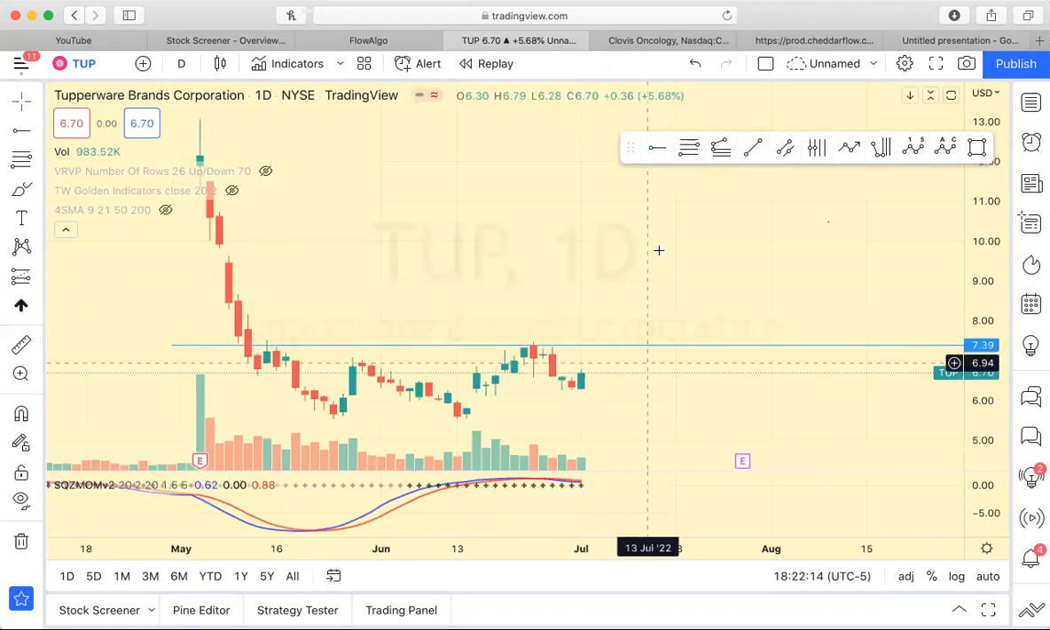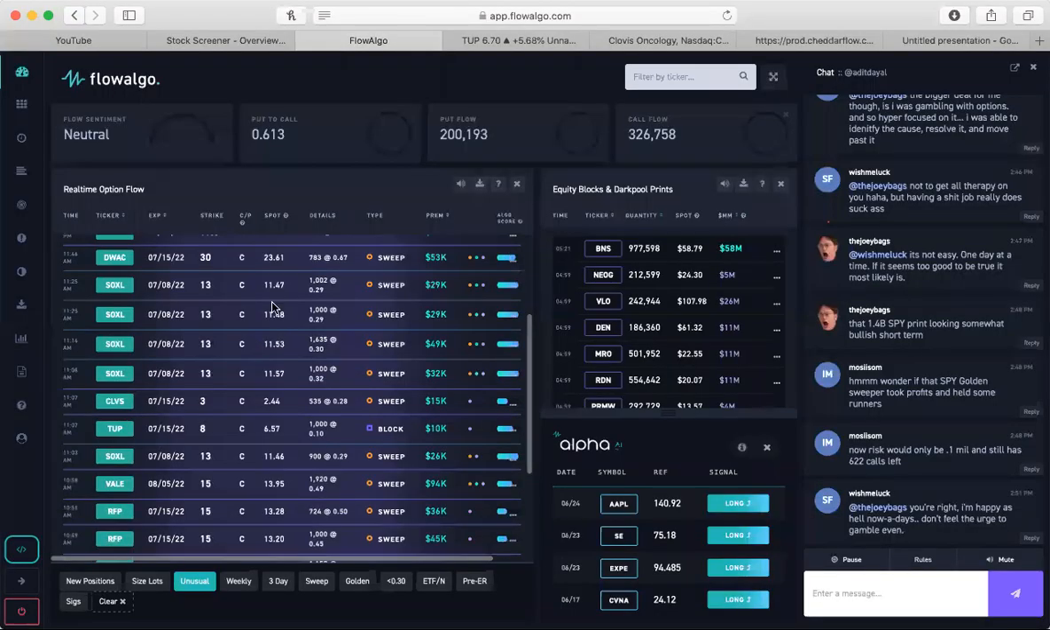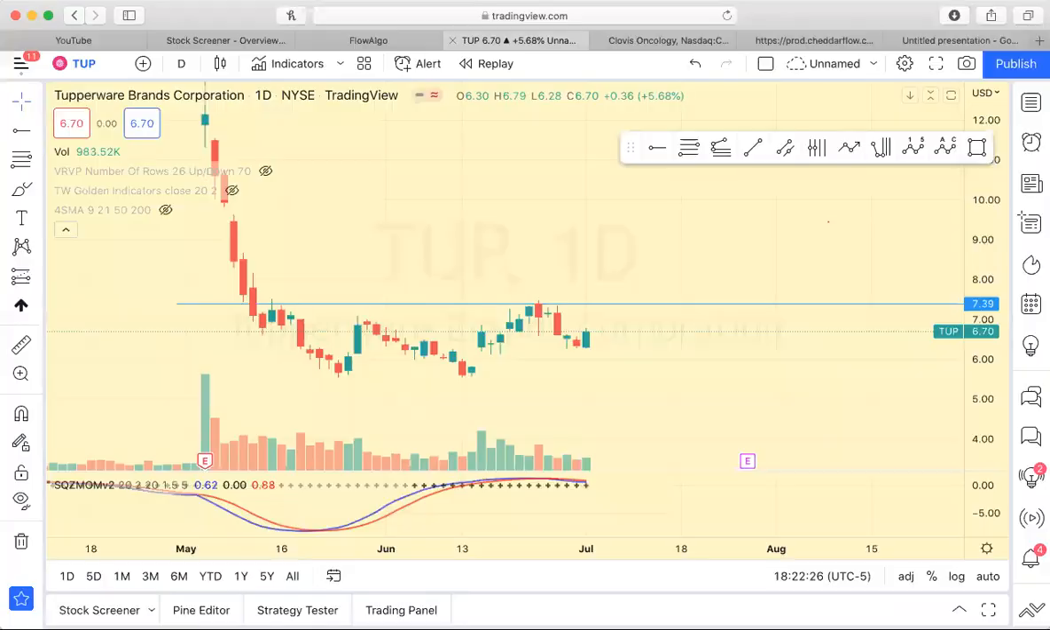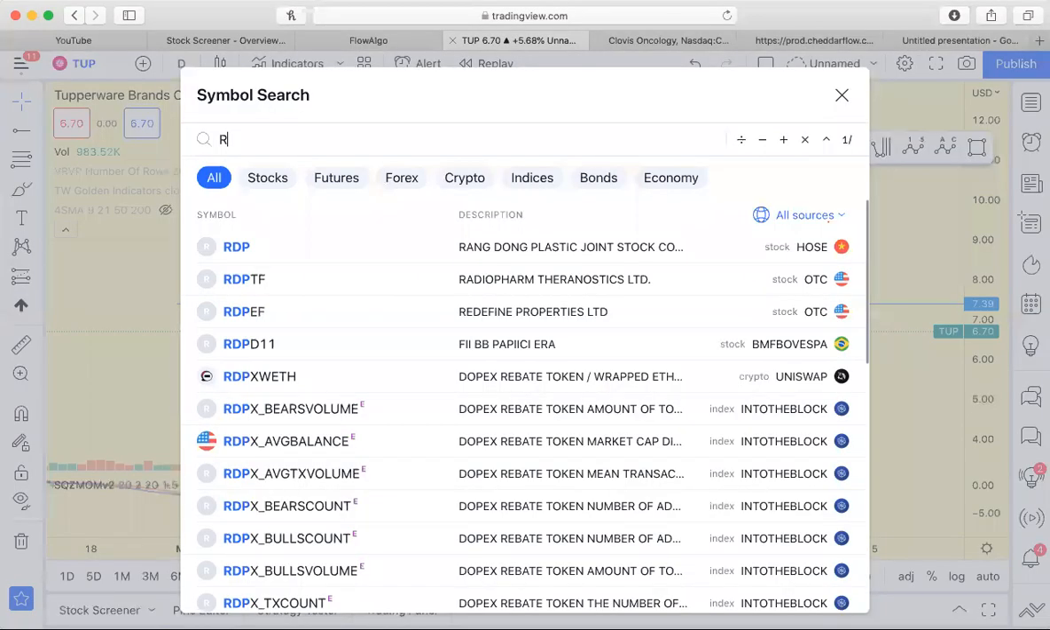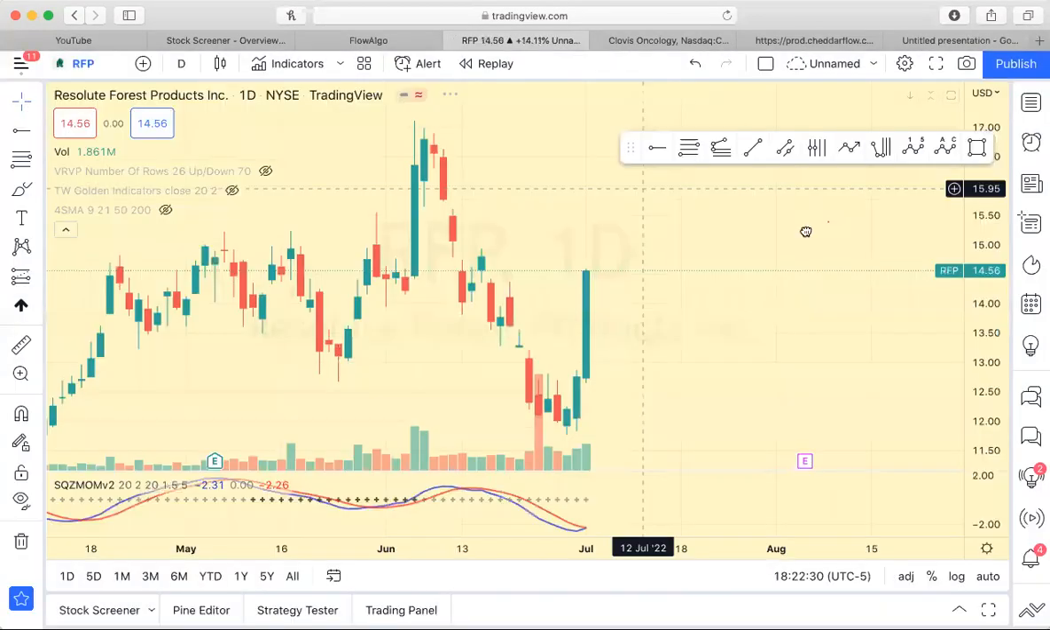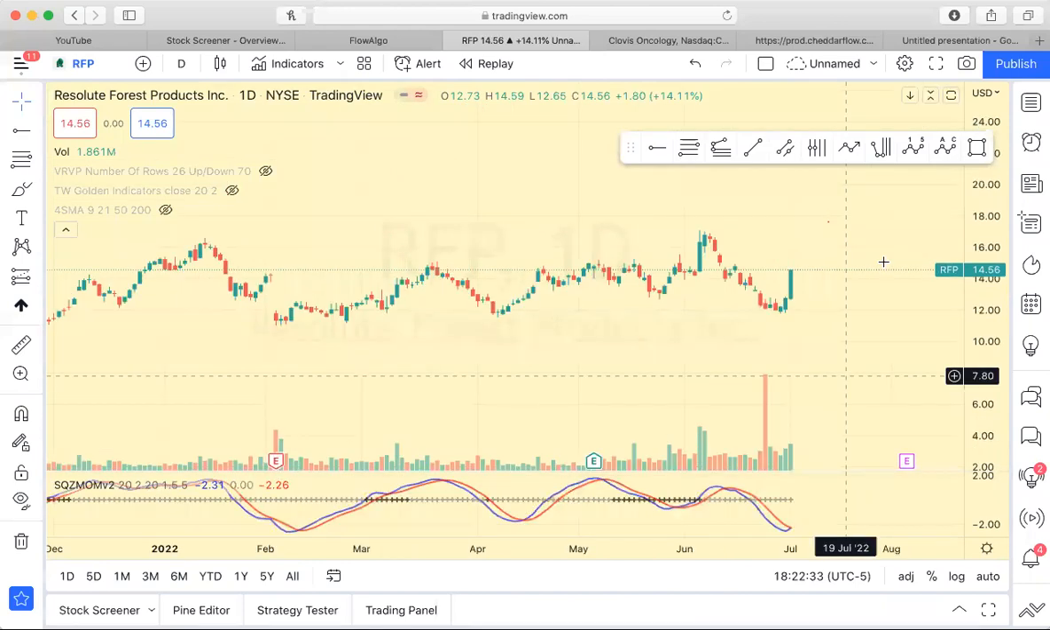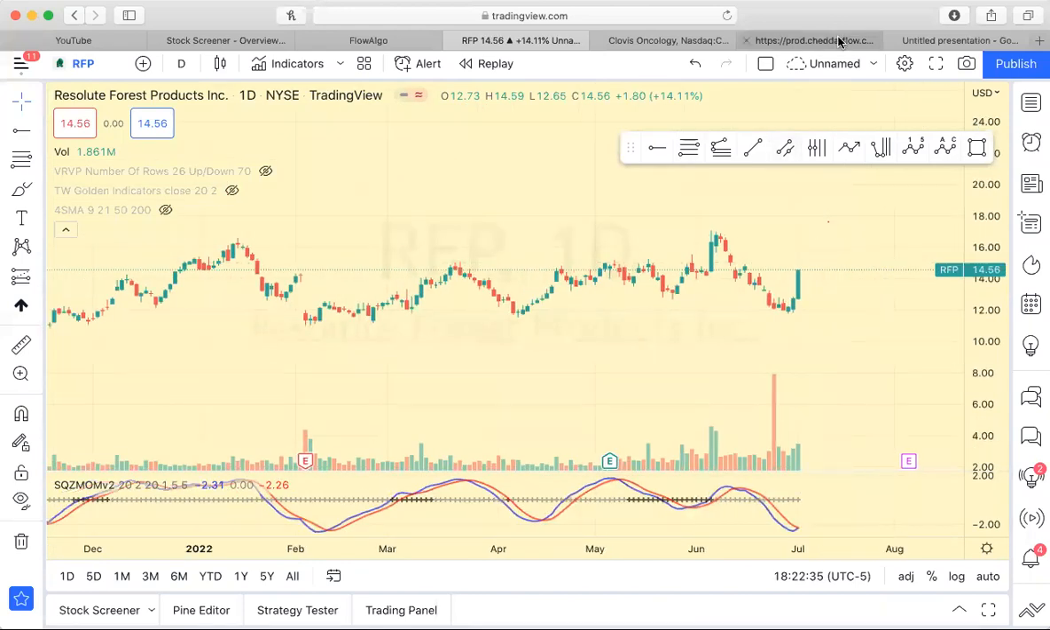And you can see once we get above there, you can add some right here. That's your main trigger. You have some nice move to make above. So I just go through the flow and try to find names like RFP, and see if they have a nice chart, something that I would be wanting to trade. Now let me talk about how I use Cheddar Flow.